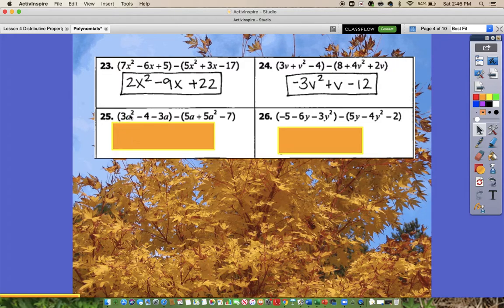On 25, I have positive 3a squared, and then when I distribute, this would become a negative 5a squared, so that's negative 2a squared. I have a negative 3a, this would become a negative 5a, so that gives me negative 8a, and then negative 4, and this would become a positive 7, so negative 4 plus 7 gives me 3.